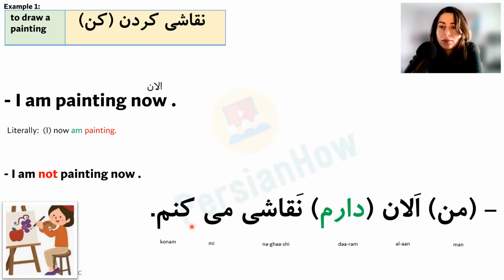And what about the negative? So the negative, what if I want to say I am not painting now? Then we say that we don't need the auxiliary verb for the negative. میکنم becomes نمیکنم. So we need to add a ne to the prefix me. So من الان نقاشی نمیکنم.